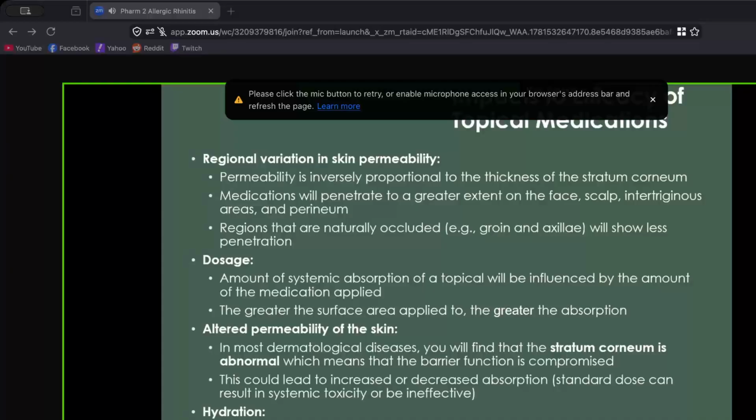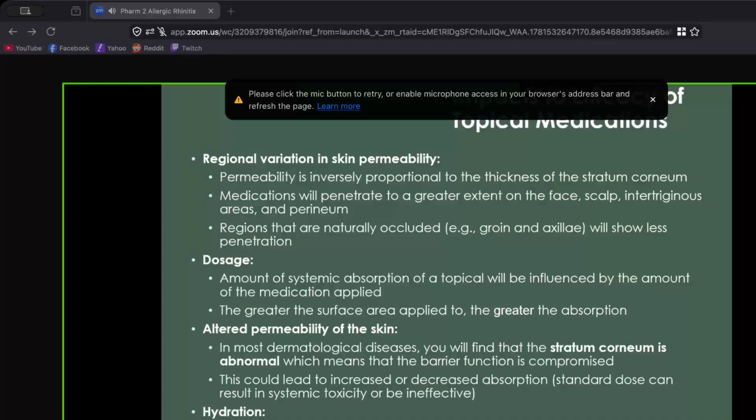So if I am very thick, my permeability is going to be less. And if I am very thin, my permeability is going to be greater. So that's why the face, the scalp, all of these thinner areas that we talked about, that's why you have more penetration, because those areas are thinner. It is inversely related.